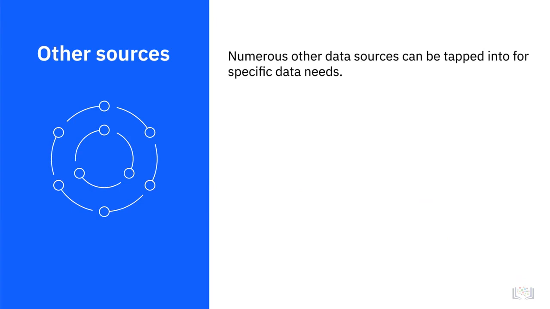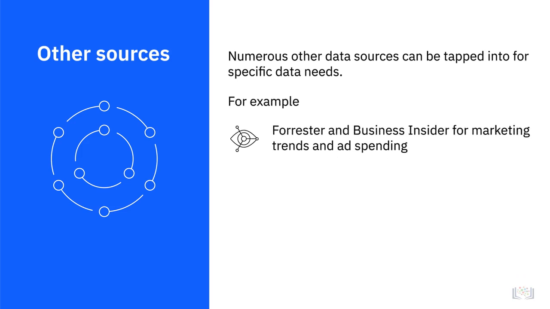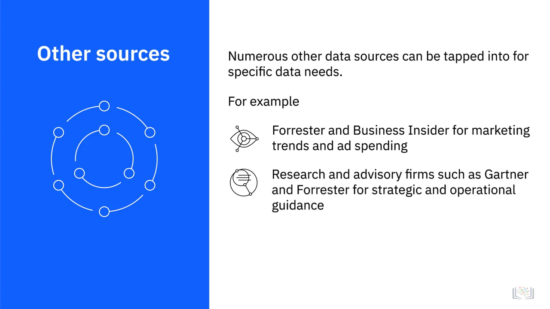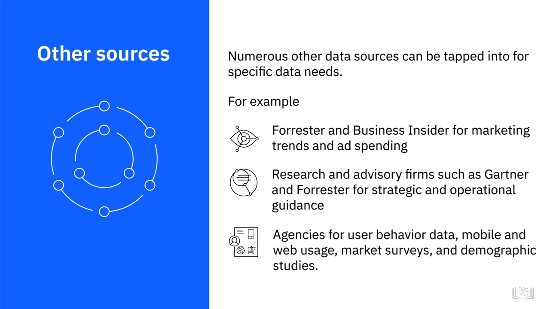Numerous other data sources can be tapped into for specific data needs. For marketing trends and ad spending, for example, research firms like Forrester and Business Insider are known to provide reliable data. Research and advisory firms such as Gartner and Forrester are widely trusted sources for strategic and operational guidance. Similarly, there are many trusted names in the areas of user behavior data, mobile and web usage, market surveys, and demographic studies.